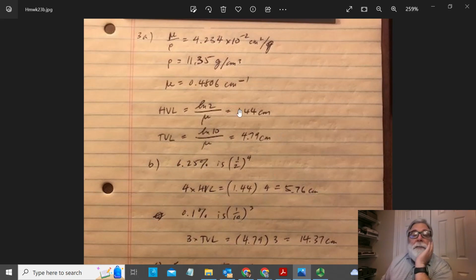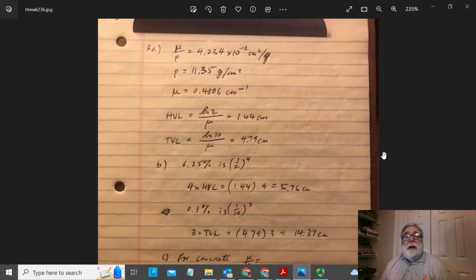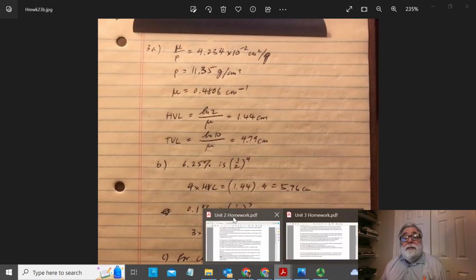The other part of this was, based on the information from Part A, what would be necessary to reduce it to 0.1%? Well, we cut it by a tenth 3 times, so a tenth to the 3rd is 0.1%. So 3 tenth value layers will get me to 0.1%. 3 times the tenth value layer gives me 14.37 centimeters of lead. Okay, and then what's the next question?